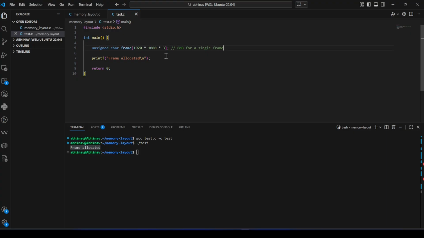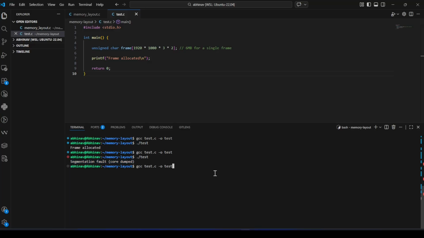But now I will do one thing. Let's multiply it for at least 2 frames, okay? And then check how it is. Wow, segmentation fault. So as you can see, if we just add 2 frames for this much data, the stack memory is getting full and we can't allocate any further space.